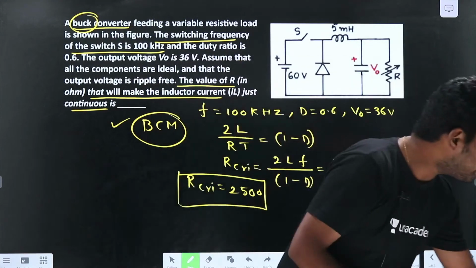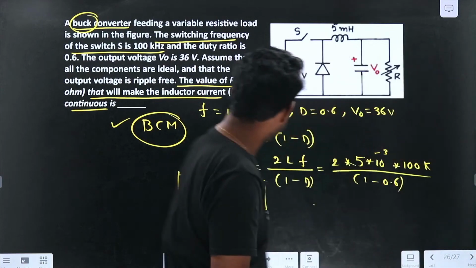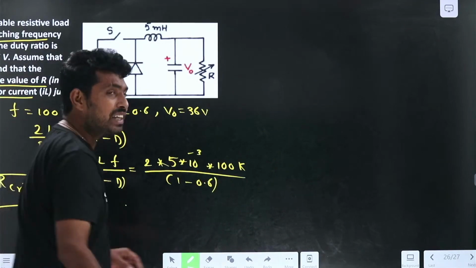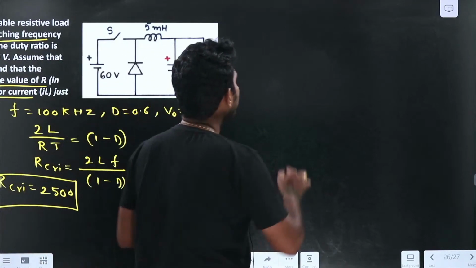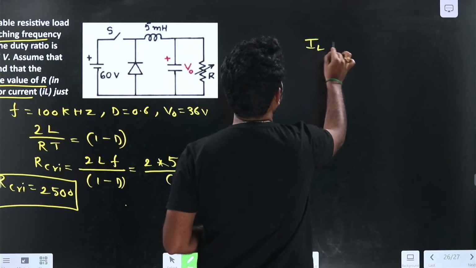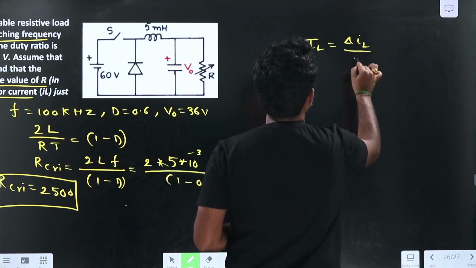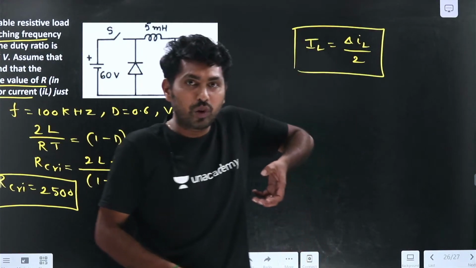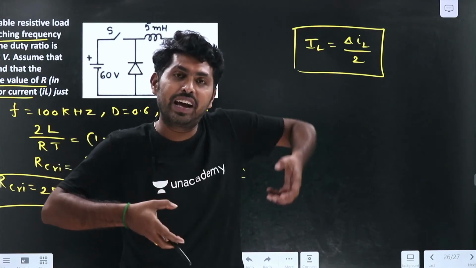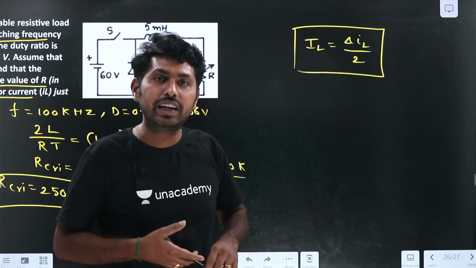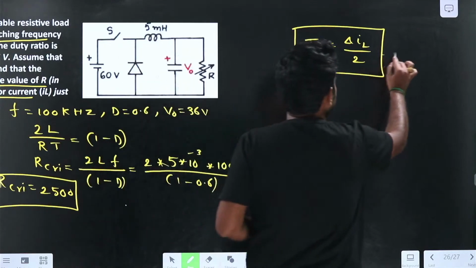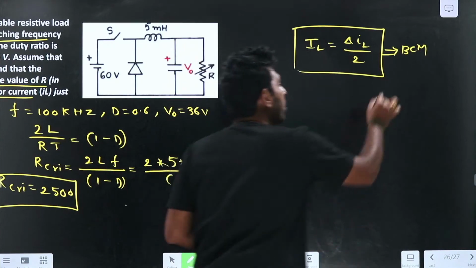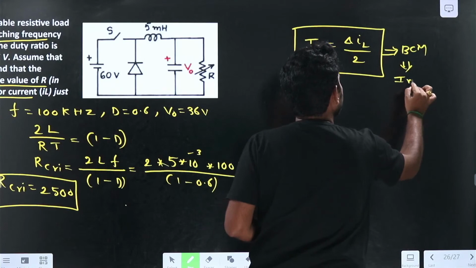Suraj Padi, how to check the boundary conditions: there are 3 possibilities to check the boundary condition. One condition is IL equal to delta IL by 2. This is the basic condition; all the other conditions are derived from it. When the average inductor current is equal to half of the ripple current, we can say it is a boundary conduction mode. This is the first condition, because in a boundary conduction mode, I minimum equal to 0.